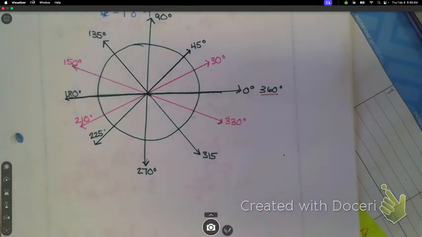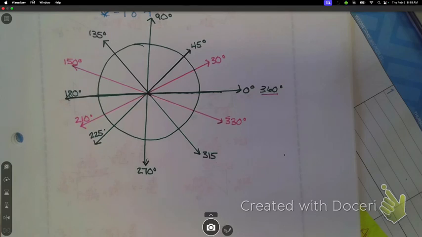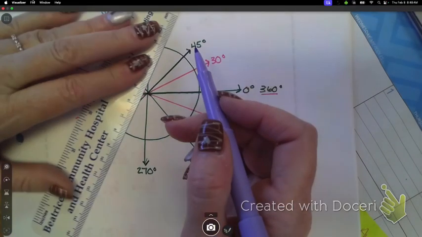Okay? Guys, where am I getting 30, 45 from? Where are those coming from? What triangles? Right, the special right triangles. Because we got the 90, don't we? And we got the 30 and the 45. What are we missing? The 60. So the 60 is going to be right up in here.